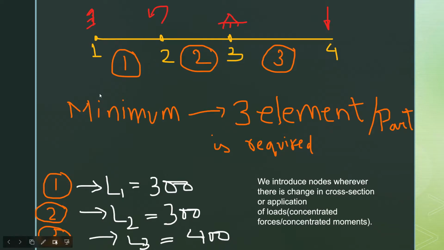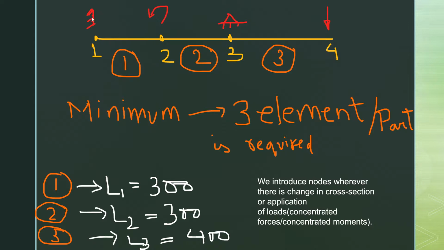We know that Abaqus is a finite element package software. So if there are any constraints, supports or loads applied, then there must be nodes. We have to consider nodes there.